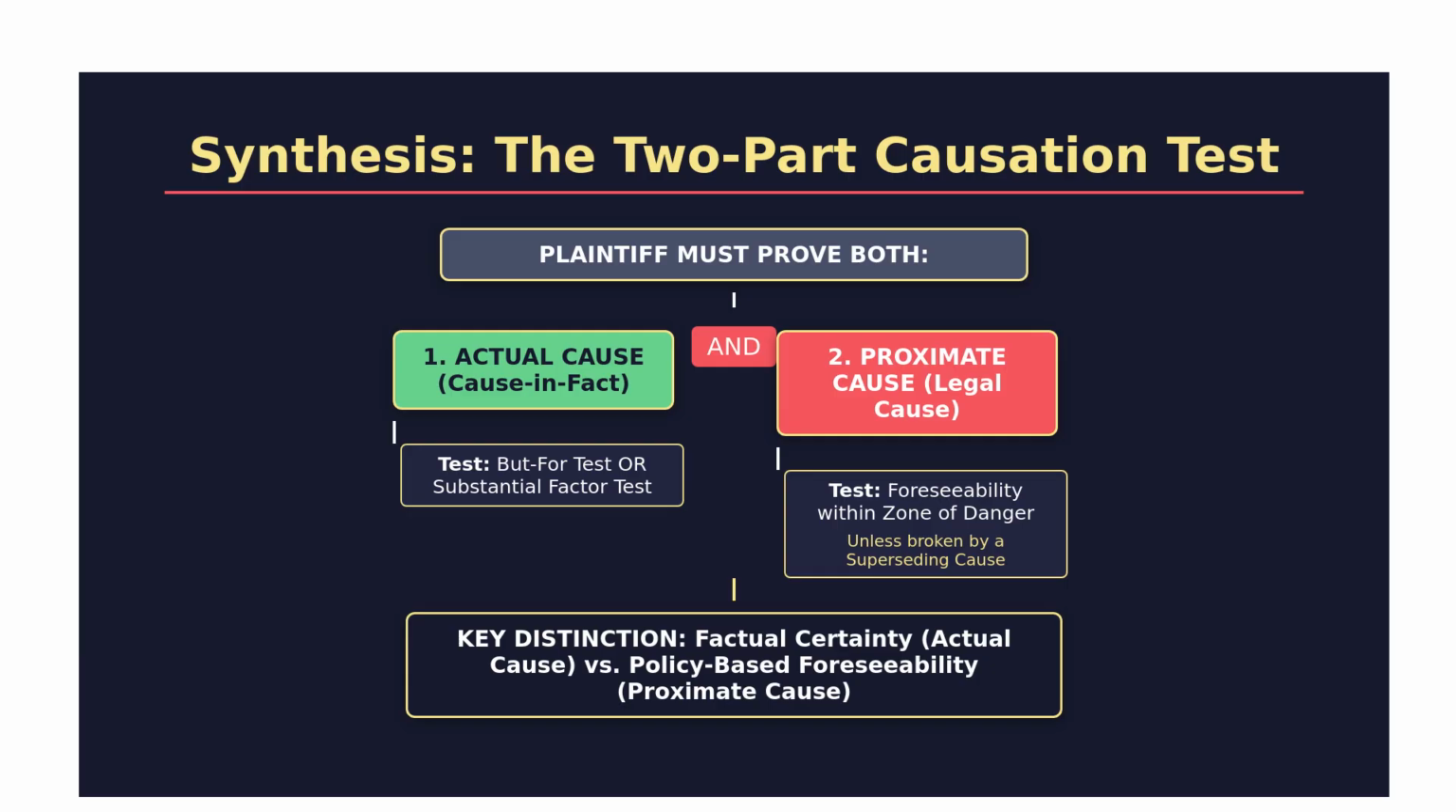Second, and only if the first hurdle is cleared, the plaintiff must prove proximate cause, or legal cause. This requires showing the injury was a foreseeable consequence within the zone of danger, unless that chain was broken by an unforeseeable superseding cause. The key takeaway for the bar exam is mastering this distinction.